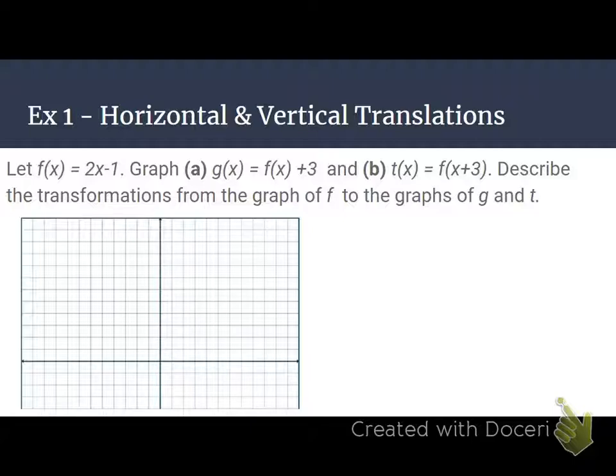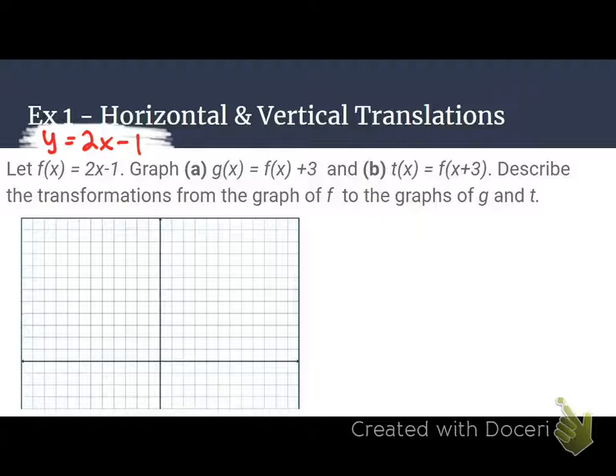All right, so first up, they want us to let f of x equal 2x minus 1. So they want us to graph a couple different lines. But first, let's go ahead and graph our parent function. On your graph paper, write down that the parent function is f of x equals 2x minus 1, or you could think about that as y equals 2x minus 1. Let's first graph that one, and then we'll worry about the translations.